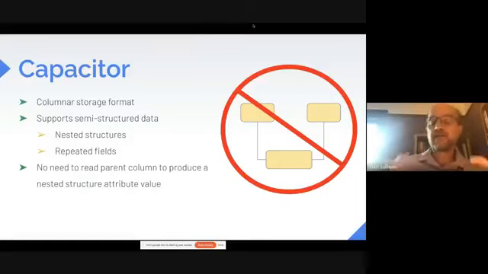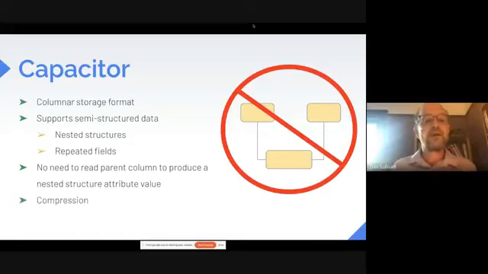And as an optimization, if you're thinking, oh, nested structures, you have to maintain the whole nested tree and be able to walk down the tree to get to a particular node, say deep in the hierarchy. That's not the case with Capacitor. It's optimized. It has certain levels of metadata that track every row, so that it's very efficient to get to attributes that are lower down in the nested structure. So there's no need to read the entire parent column to produce a nested structure attribute. And Capacitor also has specialized compression that makes it very efficient to store data.